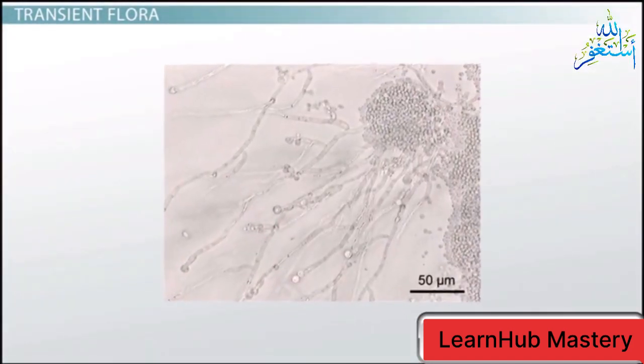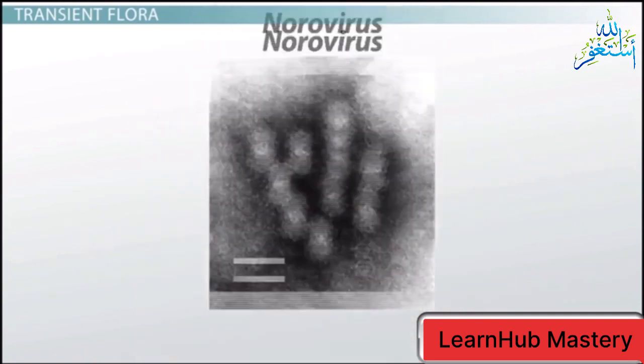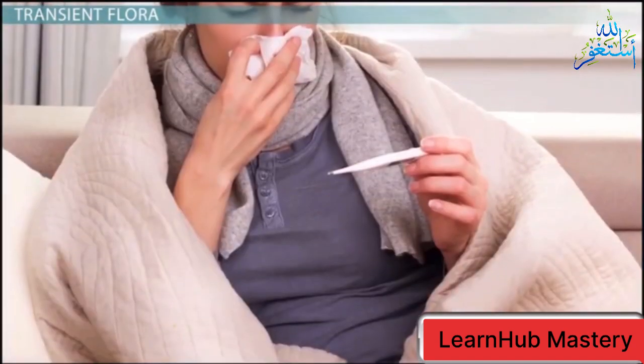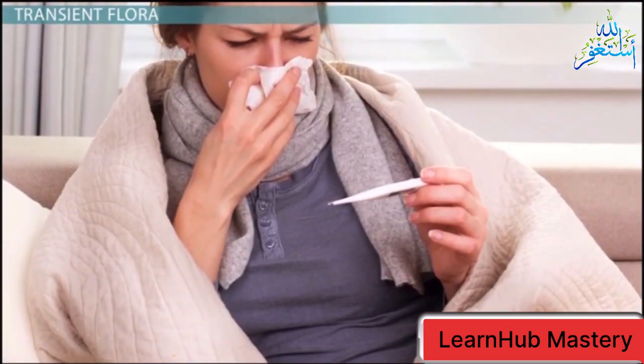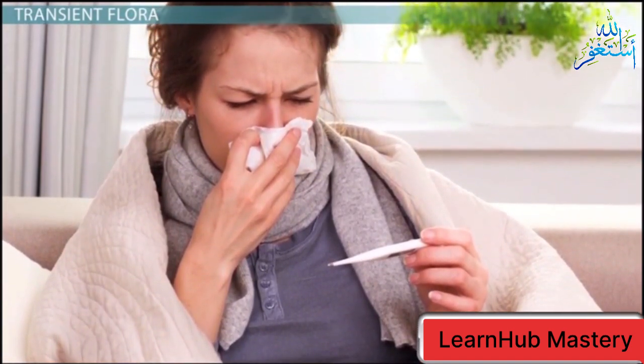Let me give you some concrete examples. Transient microorganisms like the yeast Candida can cause vaginitis, while norovirus is a contagious virus that can give you the stomach flu. It's not found in your gut on a normal basis, but if you eat or drink it in your food, you might feel pretty bad for a few days.